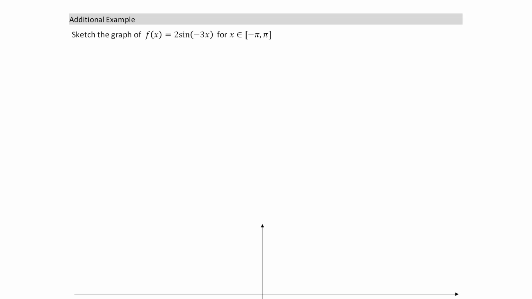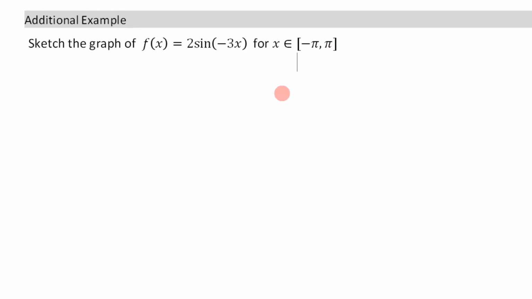We are going to answer this question before us. It says, sketch the graph of f of x is equal to 2 sine of negative 3x for x is an element of negative pi to pi. The first thing I'm going to realize here is I have a negative in front of my x, which is telling me that a reflection in the y-axis is occurring.